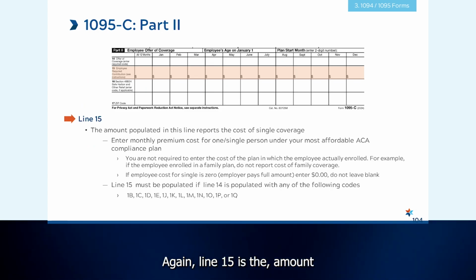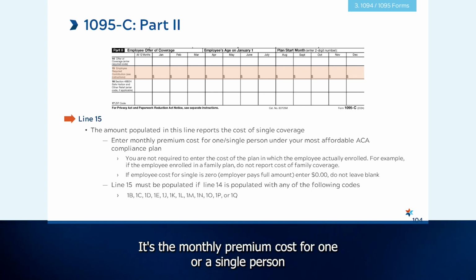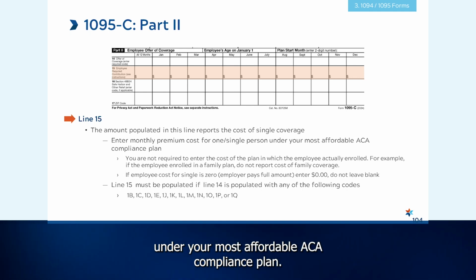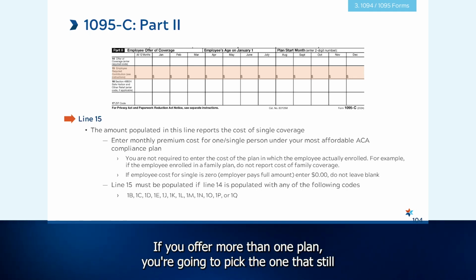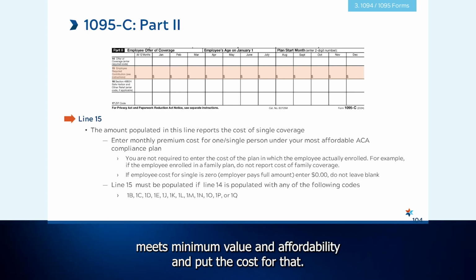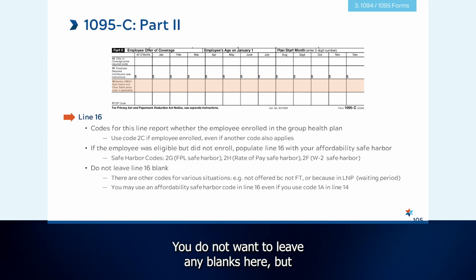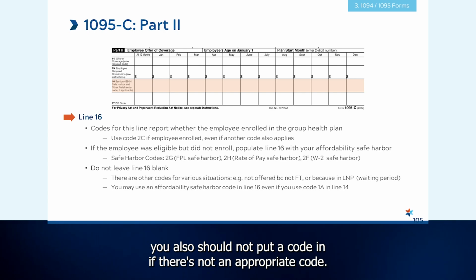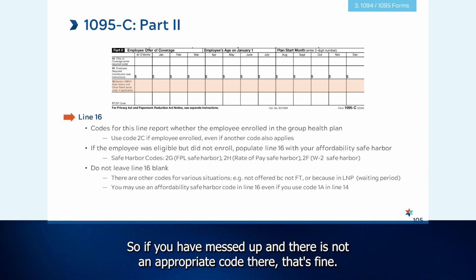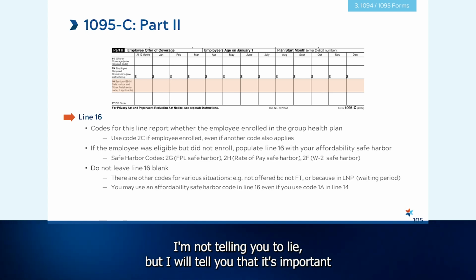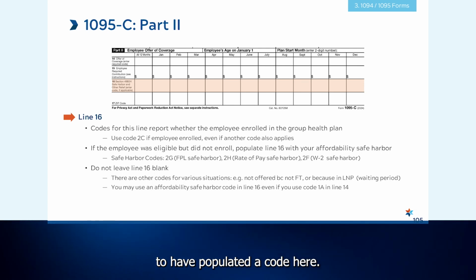Again, line 15 is the amount that you charge for single coverage. It's the monthly premium cost for one single person under your most affordable ACA compliant plan. If you offer more than one plan, you're going to pick the one that still meets minimum value and affordability and put the cost for that. Line 16 is a really important code. You do not want to leave any blanks here, but you also should not put a code in if there's not an appropriate code. So if you have messed up and there is not an appropriate code there, that's fine. I'm not telling you to lie, but I will tell you that it's important to have populated a code here.